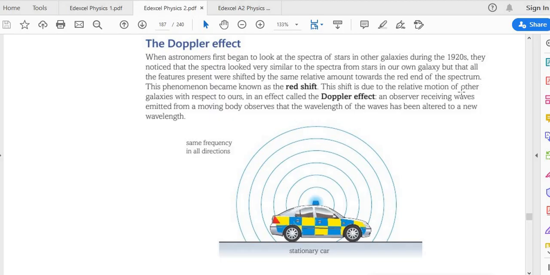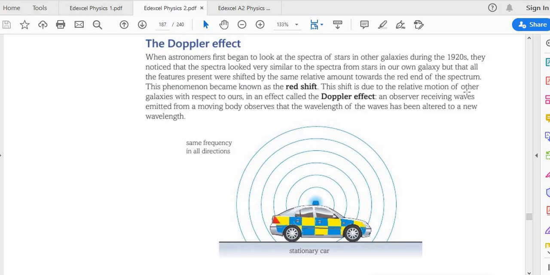Previously I mentioned the spectrum of white light, and you learned the acronym ROYGBIV. Red has the longest wavelength, violet has the shortest wavelength. So it's ROYGBIV: red, orange, yellow, green, blue, indigo, violet. Blue is closer to violet, so blue has a shorter wavelength than red. So you can see red has a longer wavelength.